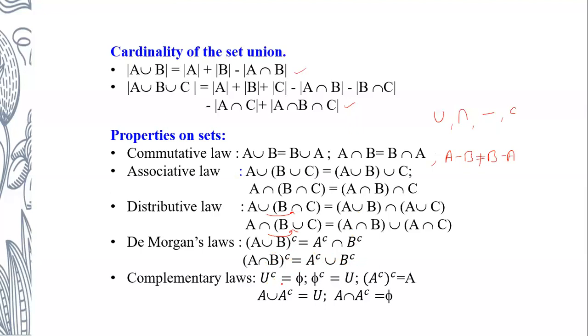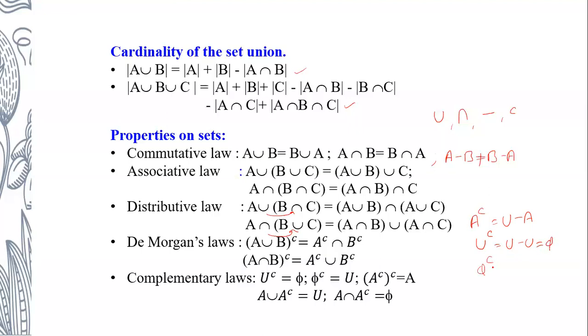And finally, the complementary laws. We know what A complement means. I told you that A complement is the elements present in the universal set but not in A. So if I try to find the complement of the universal set itself, it is the elements present in U but not in U. A complement means U minus A, so U complement is U minus U. But such elements, which belong to U but not in U, don't exist. So obviously it is going to be empty.